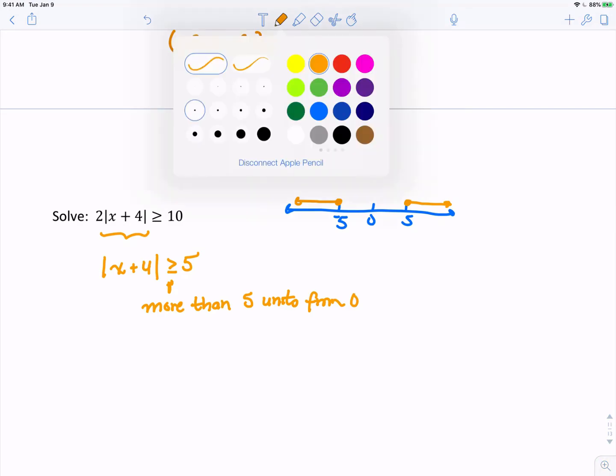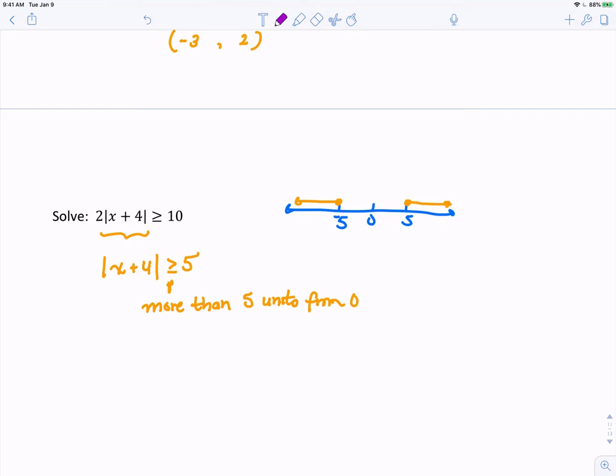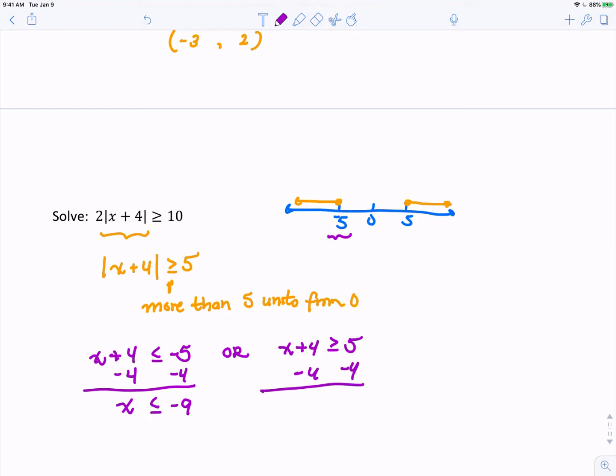And now we're going to write 2 inequalities to solve. This first one, how are these values related to negative 5? These values, x plus 4, are less than or equal to negative 5. Or they could be on the right side of the graph. These values, x plus 4, could be greater than or equal to positive 5. And so if we subtract 4 and solve, here we have x is less than or equal to negative 9. And over here, if we do the same thing, we have x is greater than or equal to 1.